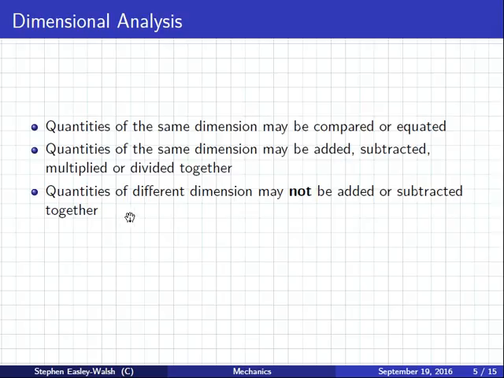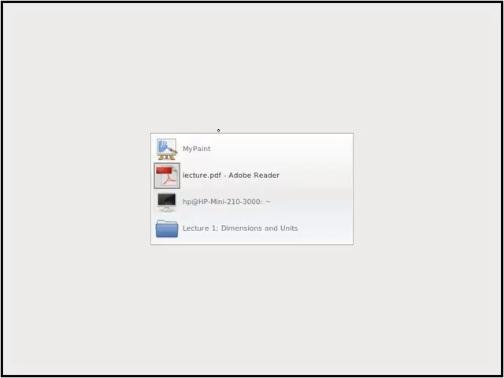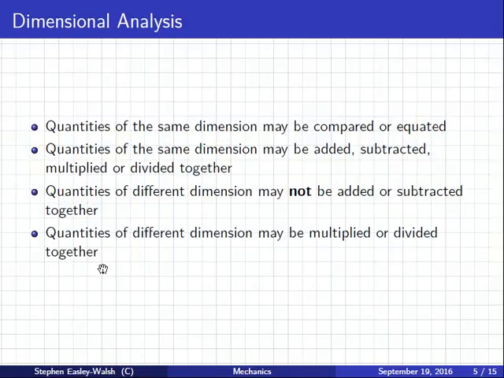But if they're different dimensions, you cannot add or subtract them. So 5 meters plus 2 kilograms, not allowed. And then if they're different dimensions, you can still multiply or divide them. So it's okay to say 5 meters divided by 2 kilograms. You're allowed to divide by any dimension. So you can compare or make them equal, add or subtract. You cannot add or subtract if they're different, but you can multiply or divide if they're different.